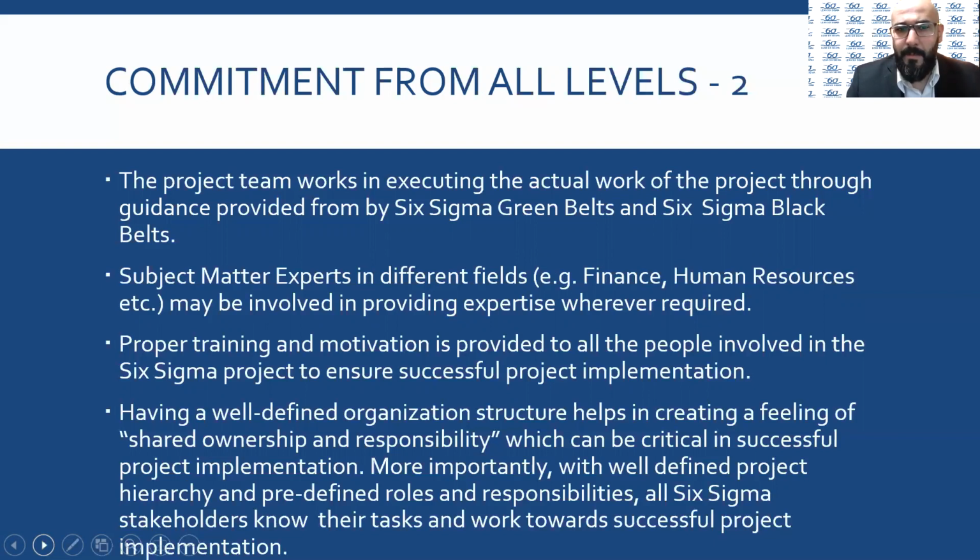You have to provide training and motivation for your people to be able to achieve their goals. Having a well-defined organization structure helps in creating a feeling of shared ownership and responsibility, which can be critical in successful project implementation. You need to show the organization structure and identify the responsibilities for each one, and this will give a relaxation and enjoyment in work. The team will understand the scope and the goal of the Six Sigma project.